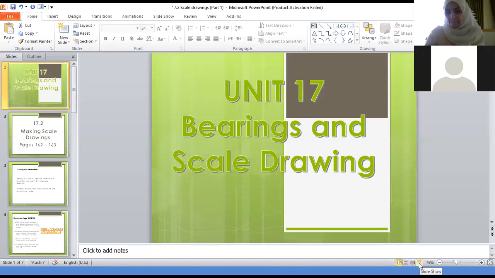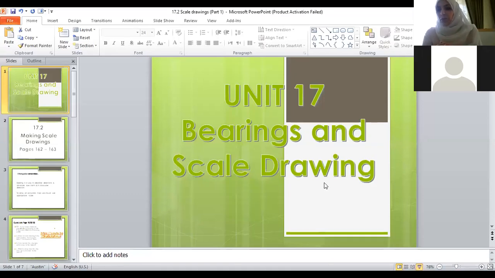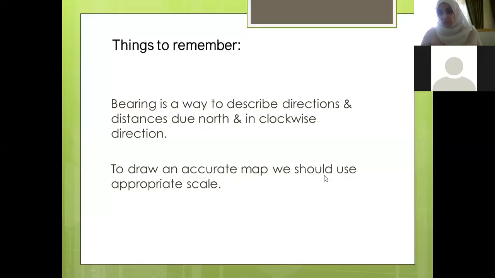Okay. Let's go back to the presentation. So we will start drawing the bearing in a clockwise direction and due north. Second thing that we need to remember, if we are drawing an accurate map, we should consider an appropriate scale. Of course, the scale is either given in the question, and we took how we can deal with the scale when we draw. And after that, you should consider the appropriate scale and apply it on your drawing.